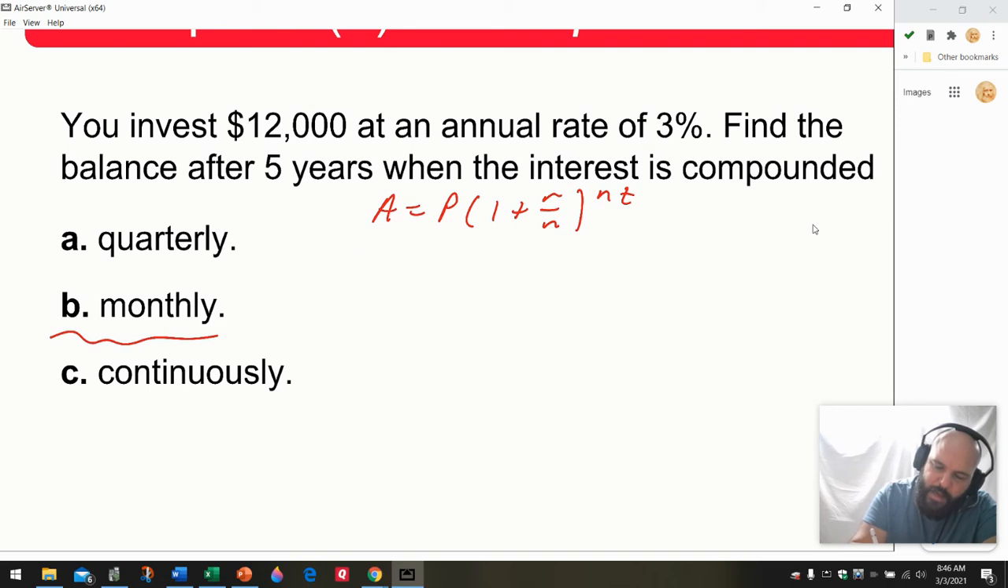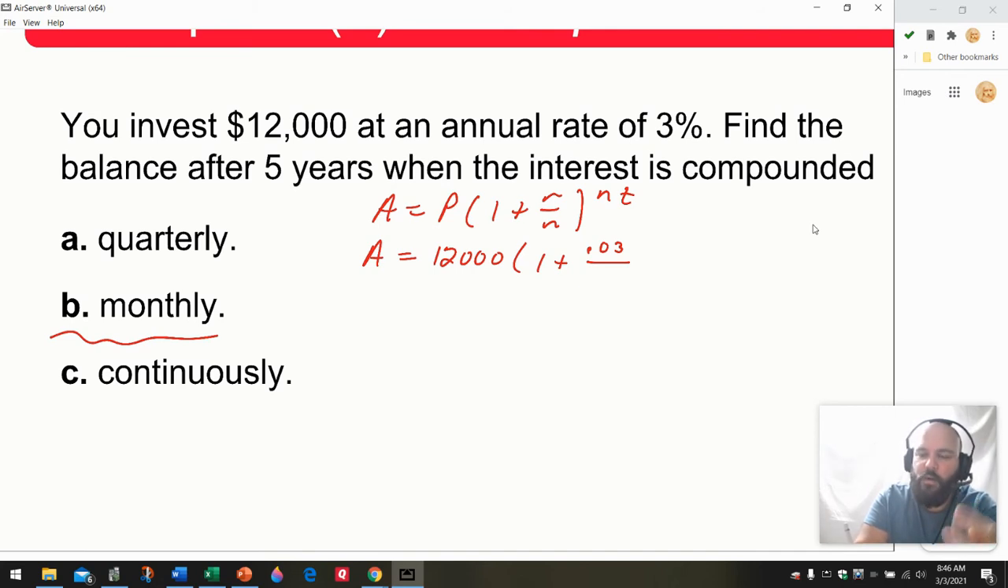So the account balance stays A, our principal stays 12,000. Then it's 1 plus, our interest rate is still 0.03. The number of compounds per year, if it's quarterly, it's 4. So we're going to write 4 right there. And then once again for n, it's 4, and then times the amount of time, which is 5. And so that would be what we would fill in.